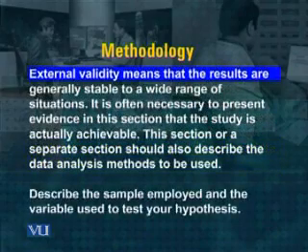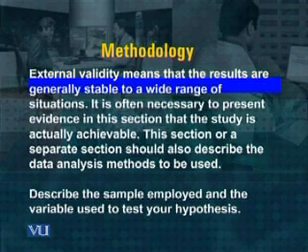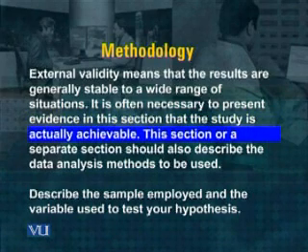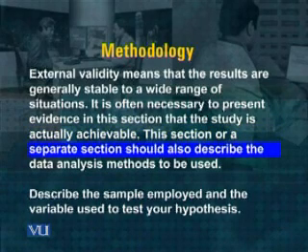One should give just enough information here so that you do not confuse the topic. When we say external validity, it means that results are generally the same across a wide range of situations. It is often necessary to present evidence in this section that the study is actually achievable. Anybody doing this can have the same result. This section or a separate section should also describe the data analysis method to be used. This can be very helpful for people who are going to research this topic on the same grounds.